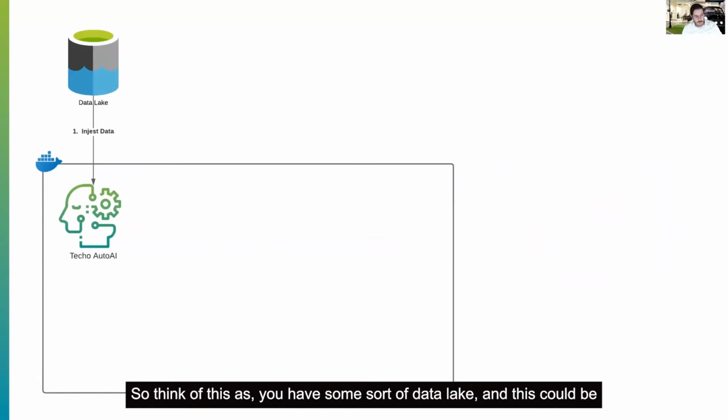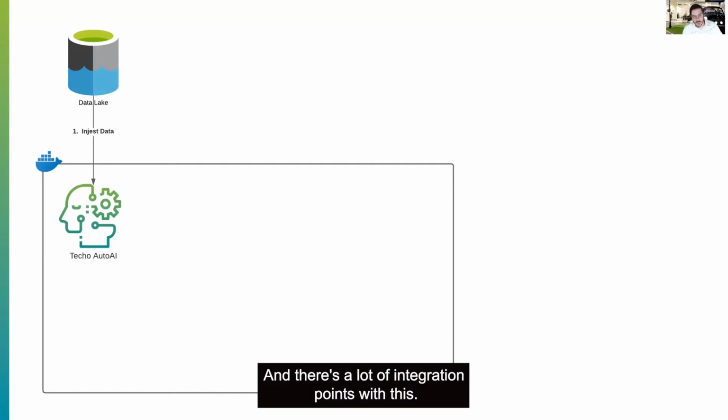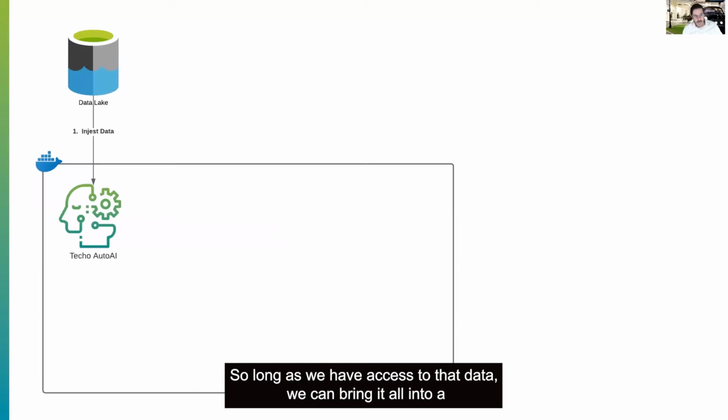Think of this as you have some sort of data lake, and this could be any kind of thing. It could be CSV files, it could be XML data, it could be a data lake, it could be things like Snowflake. It really could be a vast majority of things, and there are a lot of integration points with this. As long as we have access to that data, we can bring it all into a centralized place, and you get a nice UI where you can essentially map out the data sources with what you actually care about and what you're actually trying to figure out.